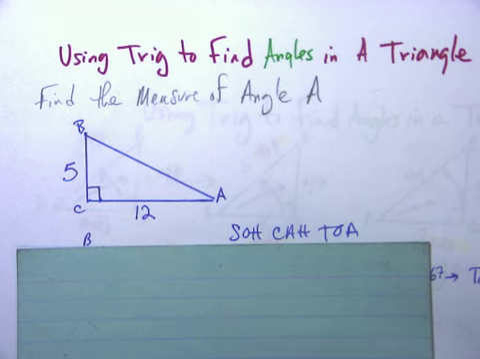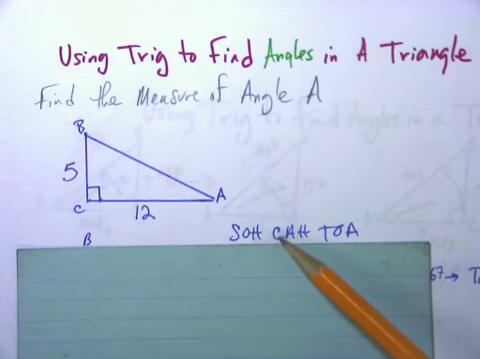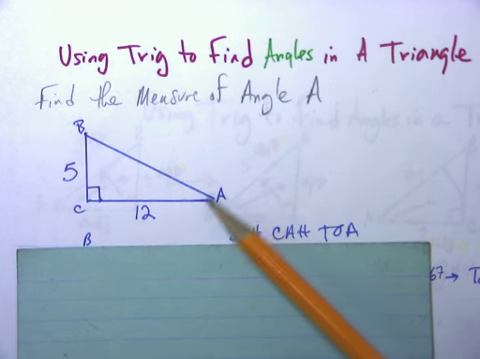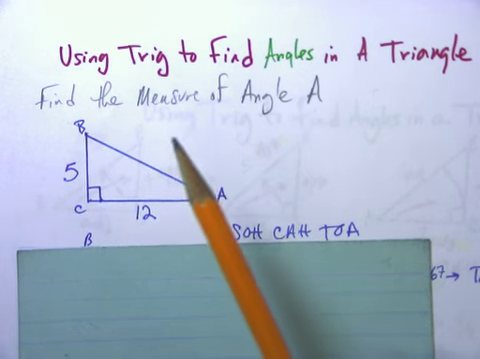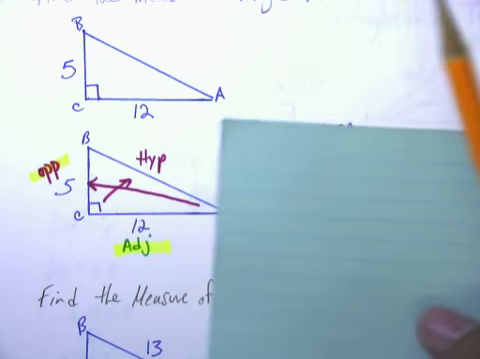And depending how I label my triangle is going to depend which one of the three trig functions I use in SOH CAH TOA. Am I going to use the sine function, the cosine function, or the tangent function? Okay? So they want me to find the measure of angle A, right? So I'm going to use angle A to label my triangle. When I do that, it's going to look like this.